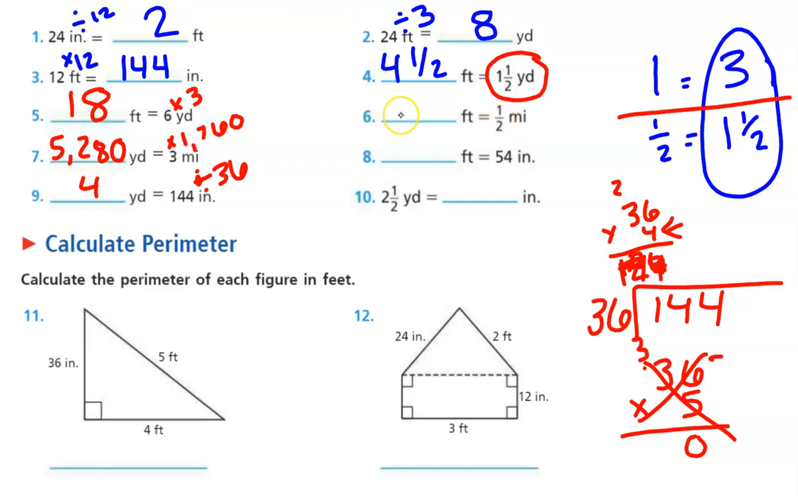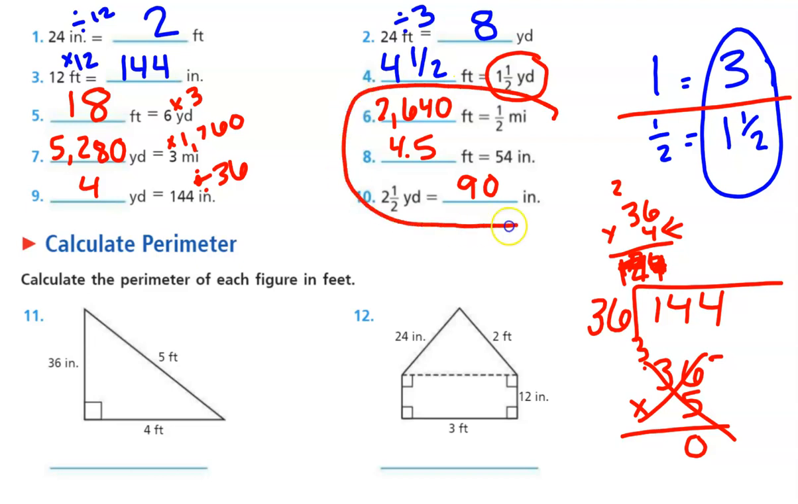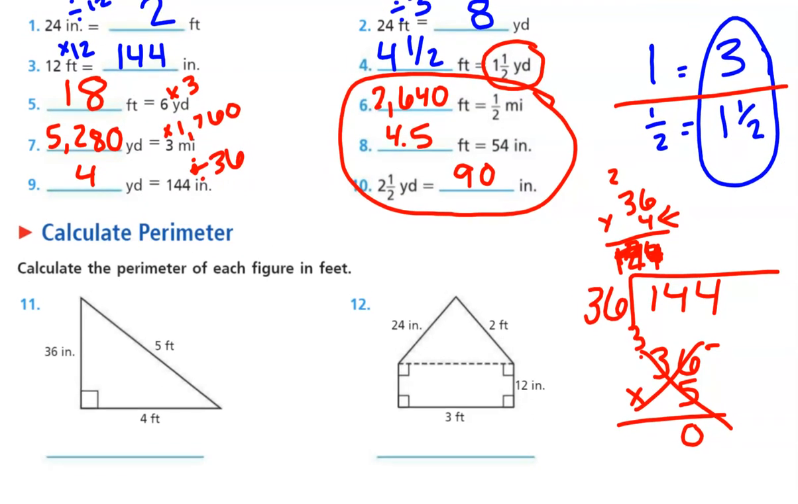All right, I'm just going to give you the answers to these 3 so we can move on to some other ones. This one would be 2,640. This would be 4.5. And number 10 would be 90 inches. Those would be good ones to go back and double check to see how we came up with those answers. But I do want to talk to you about, oops, I moved to the wrong bar.